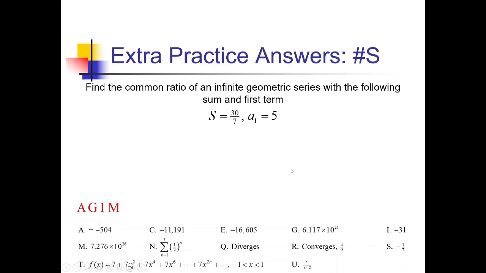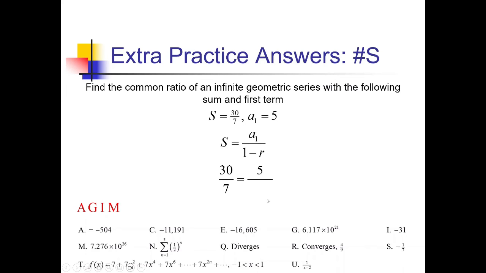For problem S, we are being given the sum of a geometric series and also the first term, and they're asking us to work backwards and find the common ratio. So to start this, let me set up my formula. S equals a sub 1 over 1 minus r. So I know my S value, that's 3 over 7. My a sub 1 they gave me was 5.